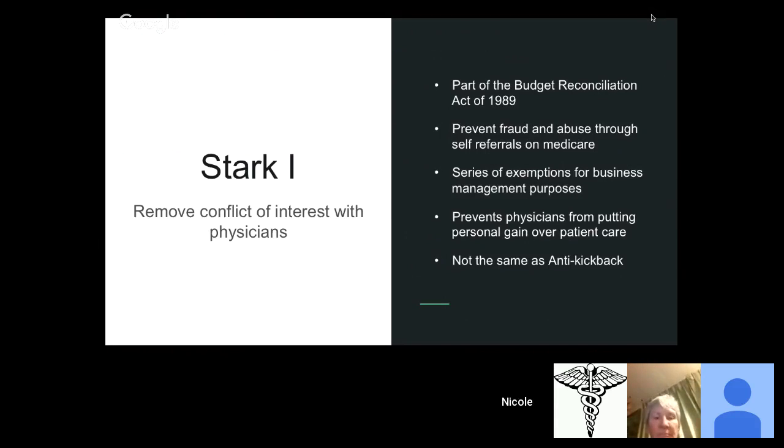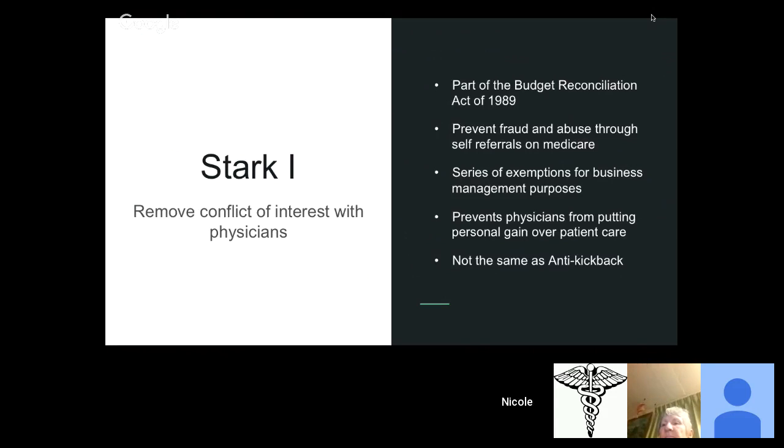Stark 1 was included as part of the Budget Reconciliation Act of 1989, and it became effective in 1992. It was designed to create restrictions to prevent conflict of interest through self-referrals for clinical or laboratory services as part of the Medicare program. There was an effort to make sure this law only impacted those trying to defraud the system by including exemptions for those with appropriate business practices. The goal was for physicians to always put the needs of the patient above personal gain.